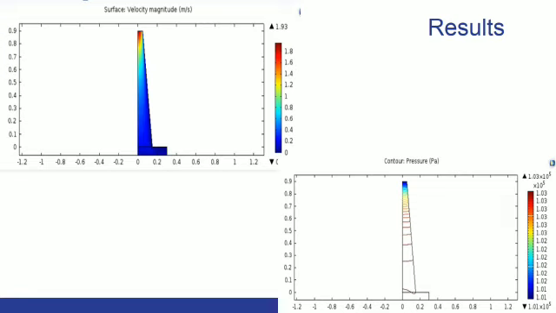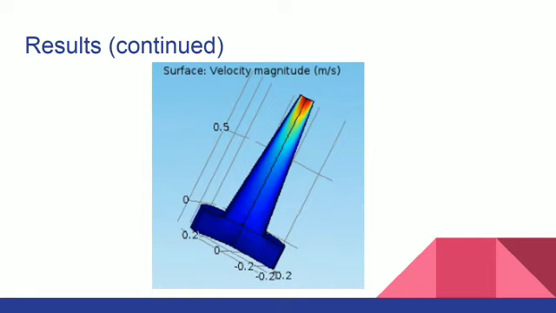Here are our two COMSOL profiles. The upper left-hand corner shows the velocity profile, and the bottom right-hand corner shows our pressure profile. Here is a 3D rendering of our velocity profile, and as you can see, at the tip of the microneedle our velocity is the highest. The red is the highest velocity, and the dark blue is the lowest velocity.